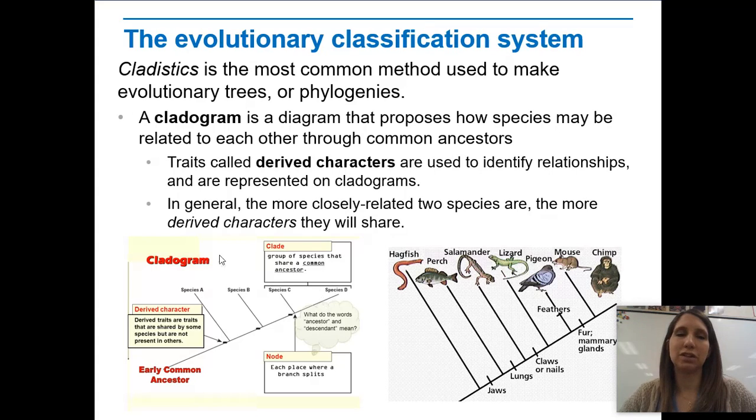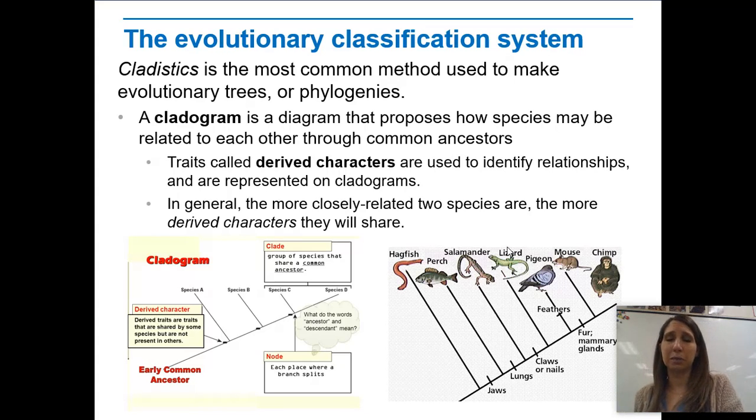Okay, so when you see this terminology, and this may be something to jot down just to help jog your memory about what all these words mean, but derived characters, again, are those traits that are shared by some species but not others, and those are written off to the side, branching off of this original line. The earliest common ancestors are off to the left, the very bottom left. The clade is the group of species that share a common ancestor, and so actually these are all clades, right? We could consider that this would be a whole clade because they all have backbones. We could say all those with a jaw are part of another clade. You could say the mice and the chimp are part of one, but it's how we're grouping these species together.